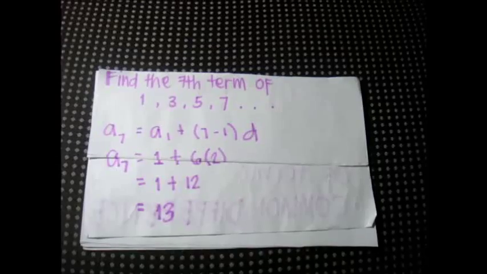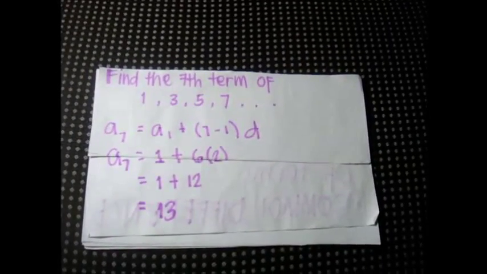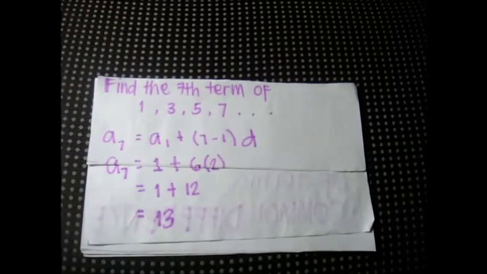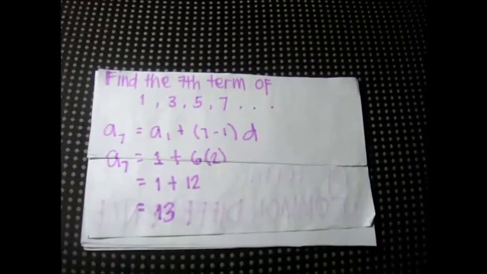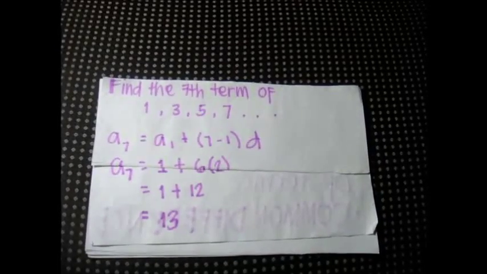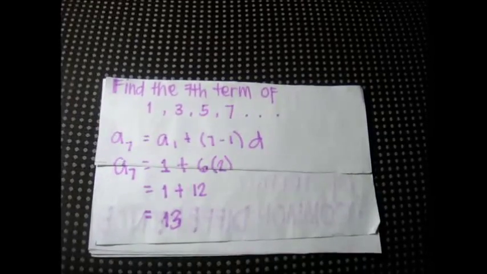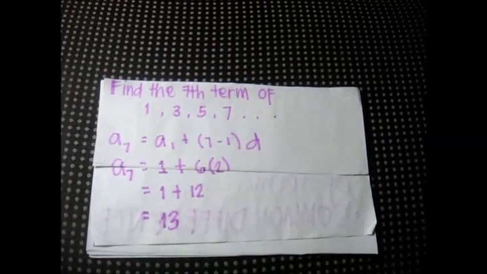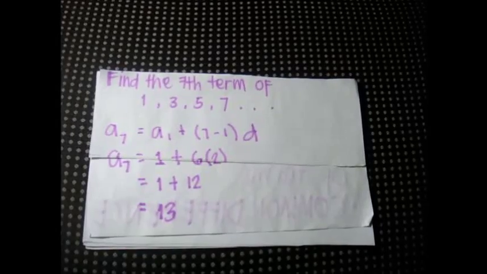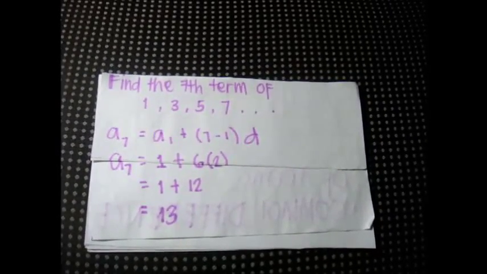A sub 7 will be equal to the first term, which is 1, plus 7 minus 1, which is equal to 6, multiplied by the common difference, which is equal to 3 minus 1, or 5 minus 3, or 7 minus 5, which is equal to 2. Solving this, we will get 1 plus 12, which is equal to 13.